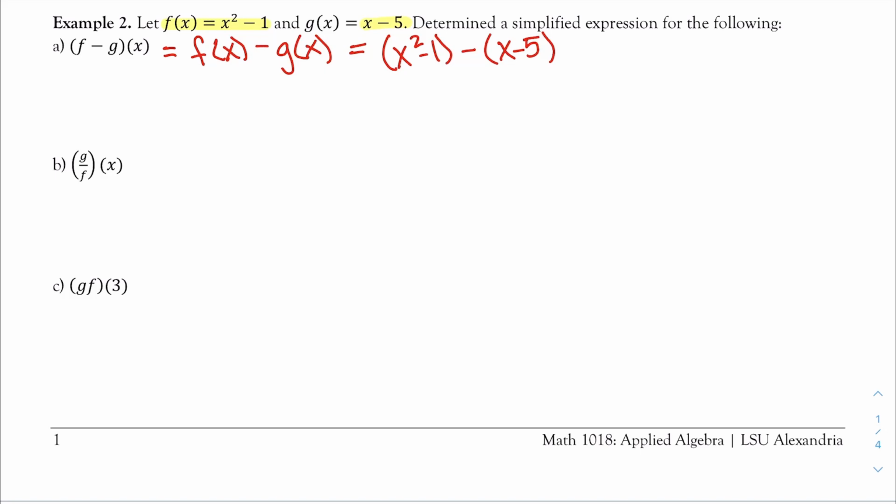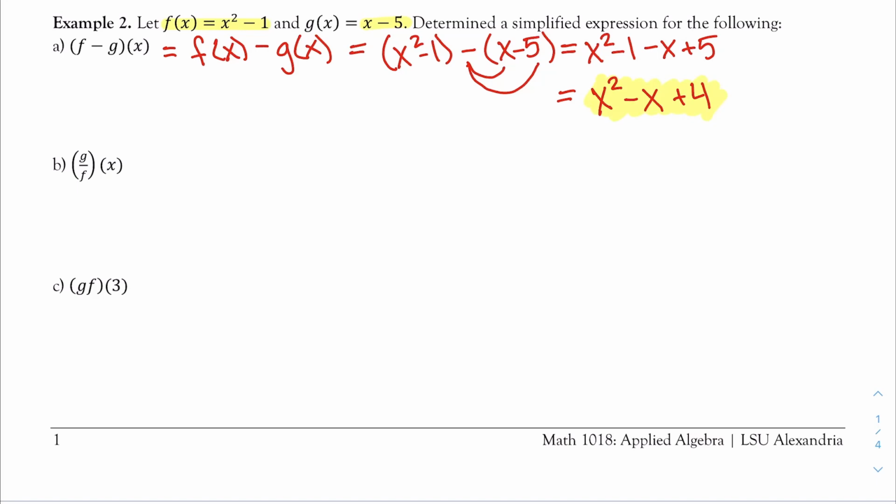So now my job is to simplify this and clean it up. I have x squared minus 1, and then remember, I'm subtracting this entire expression. So I should distribute my negative, giving me minus x minus negative 5, or in other words, plus 5. Now if I combine any like terms, I'm left with x squared minus x plus 4, giving me my final answer. There's nothing else I can do to simplify here.